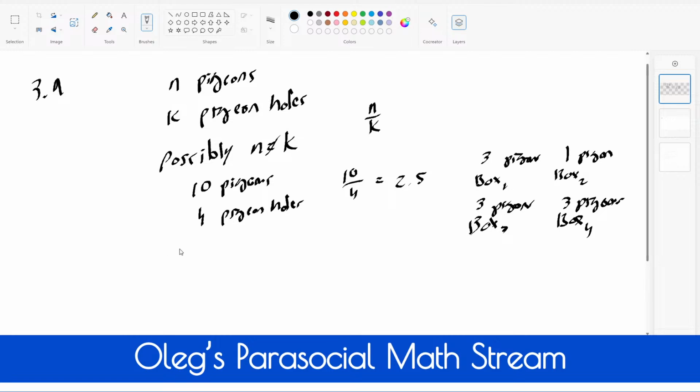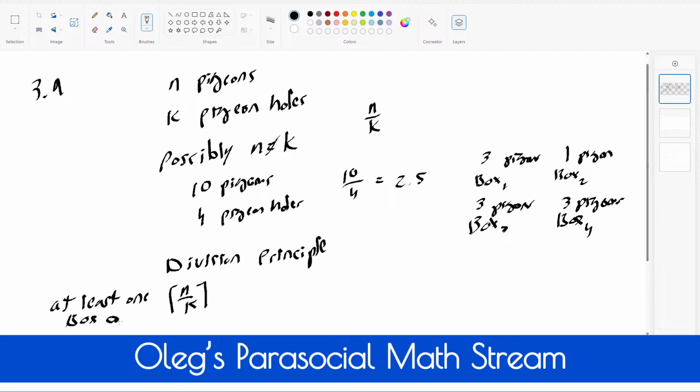The division principle is basically this: with n objects in k boxes, at least one box contains n per k or more objects. So basically what I was showing earlier, we had 3 pigeons in a box, but at least one box is going to have at least 2.5 or more pigeons per box. Now, I could have put 9 pigeons in a box, but that would still hold. At least one of the boxes had more than 2.5 pigeons per box, basically.